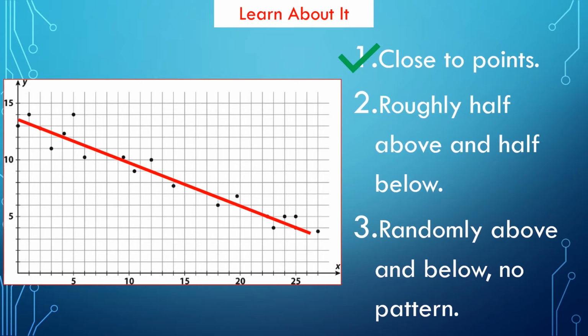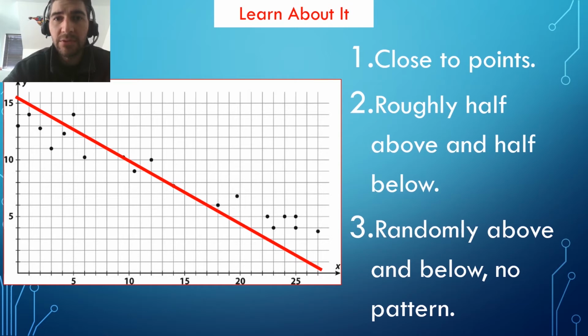It's close to all the points. Roughly half are above and half are below. We can do a quick count to see how close we are. 1, 2, 3, 4, 5, 6, 7, 8, 9 above. 1, 2, 3, 4, 5, 6, 7 below. That's about half. And then are they randomly above and below? Yep. There's no pattern to discern here about how the dots are above or below the trend line.